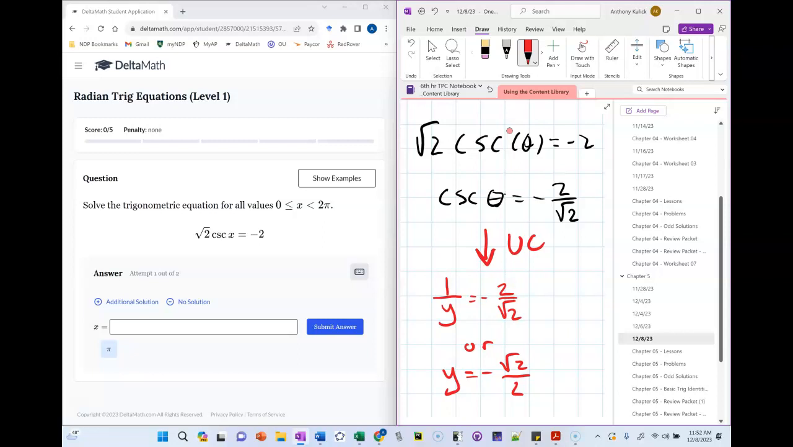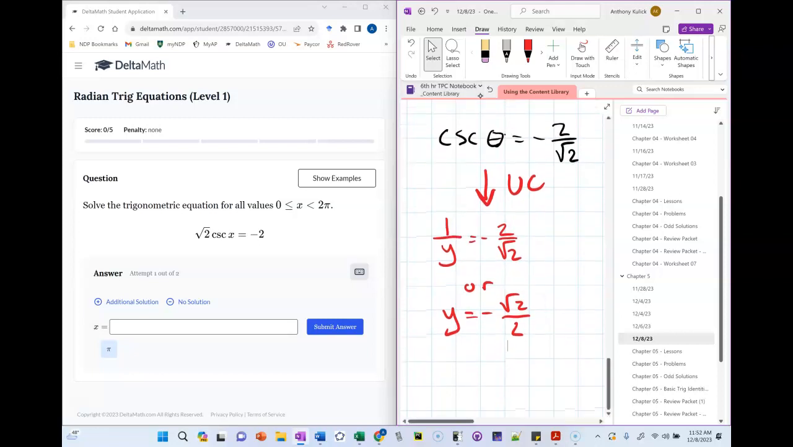Well, if I'm going to the unit circle, it's much easier to look for y than 1 over y, right? That's the only reason I flipped it, just to make it more convenient for me on the unit circle to search for this thing. So I'm going to go to my unit circle. I'm going to look from 0 to 2 pi. And I'm going to look for the places where the y coordinate is negative root 2 over 2. What do you guys see?